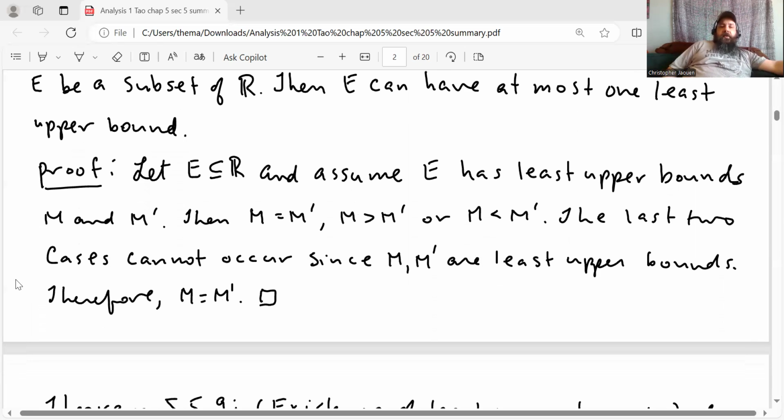Let E be a subset of the real numbers and assume E has least upper bounds M and M prime. Then M equals M prime, M is greater than M prime, or M is less than M prime by trichotomy. But the last two cases cannot occur because M and M prime are least upper bounds. So one can't be greater than the other and one can't be less than the other, in other words. So that's our, sorry, not by contradiction. That means that the only thing that's left is that M equals M prime, and therefore that's the conclusion.